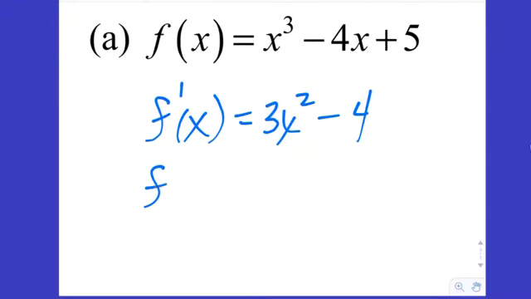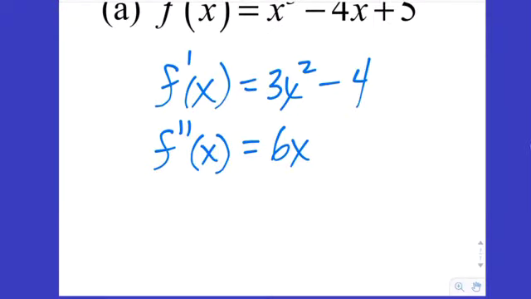I mentioned already the second derivative. The second derivative we denote as f double prime. Those are not Roman numerals. They're little tick marks. F double prime. To get f double prime, we just take the derivative of the previous derivative. So what's the derivative of 3x squared minus 4? 6x minus 0, or just 6x.